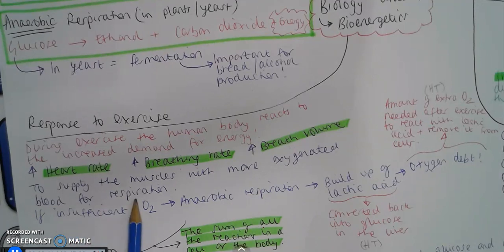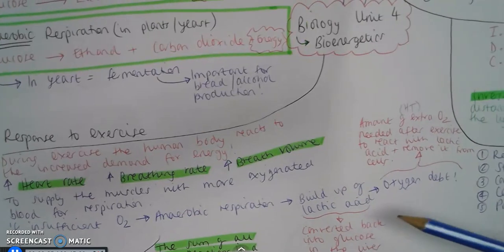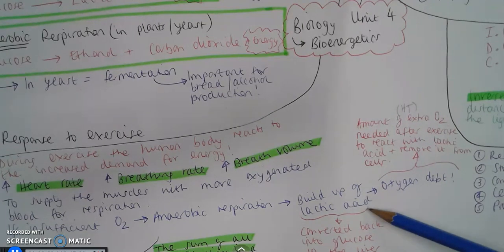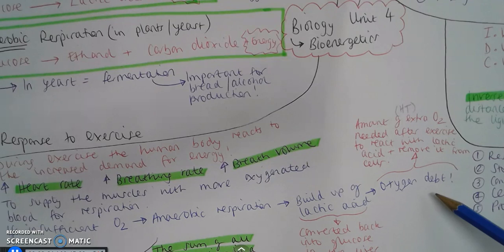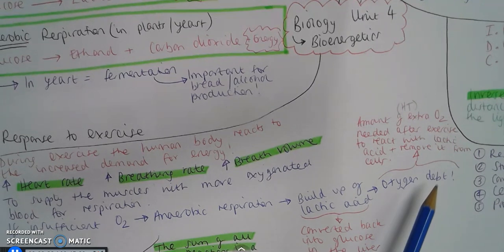If insufficient oxygen is present, what will happen is the body will respire anaerobically, so without oxygen, like we looked at above, and what then happens as a consequence is obviously we get this build-up of lactic acid that's produced, and that creates something called an oxygen debt. Okay, so this is kind of in response to quite vigorous exercise, where you end up respiring anaerobically.